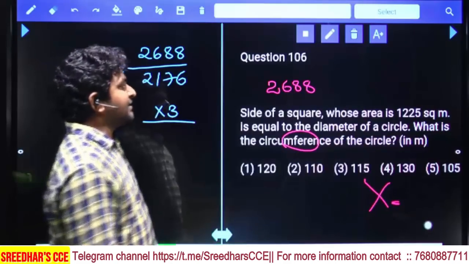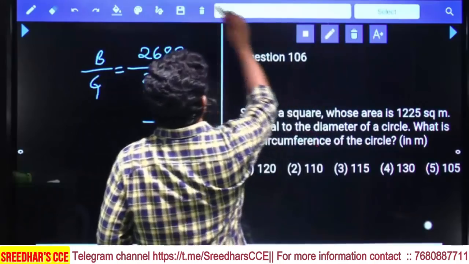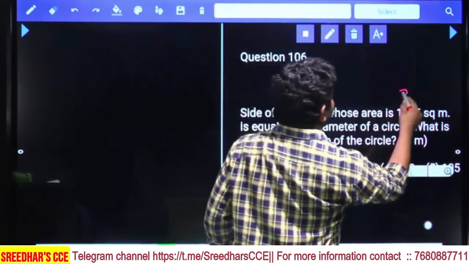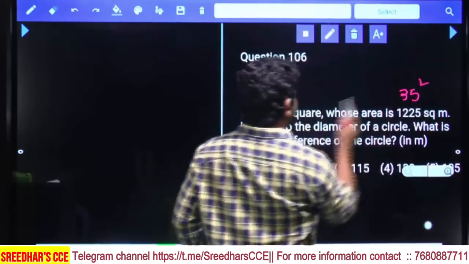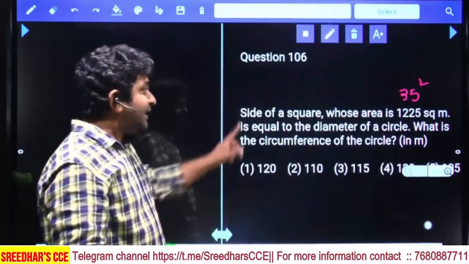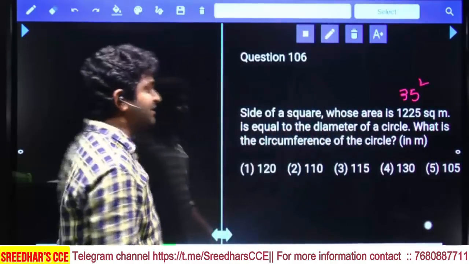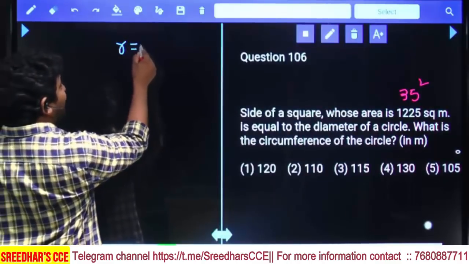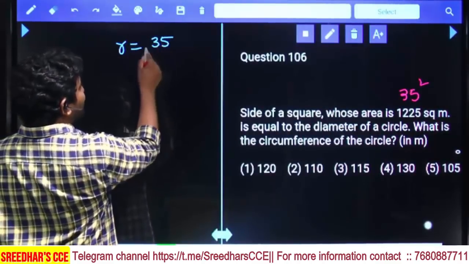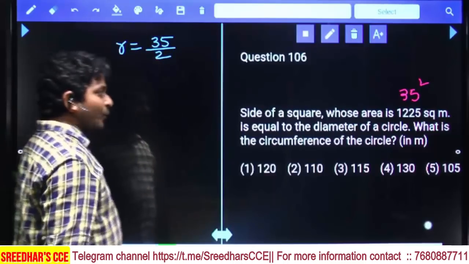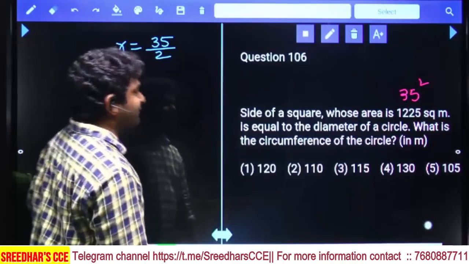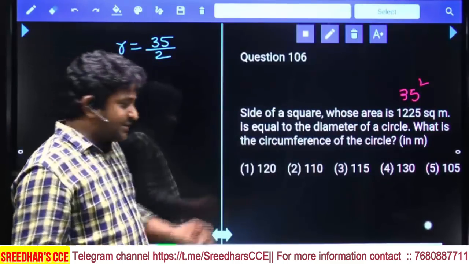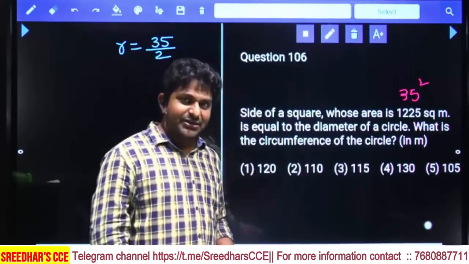Next. Side of the square whose area is 1225. 1225 is which number square? That is 35 square. Hence, the side of the square is equal to 35, which is equal to diameter of the circle. So, if the diameter of the circle is equal to 35, radius is equal to 35 by 2. What is the circumference? Circumference is equal to 2 pi r. Instead of that, you can directly answer the question without using it.